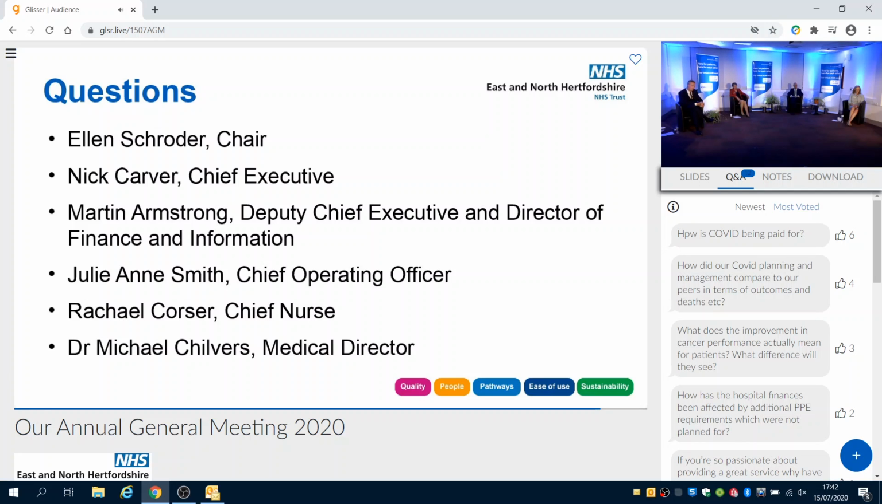We've got two questions around COVID and then a question on cancer performance. So there is a question asking how COVID-19 is being paid for, so I'm assuming all the changes, etc. We've got a question asking how our COVID planning and management compared to our peers in terms of outcomes and deaths, etc. And then the third question is around cancer performance, which is what does the improvement in cancer performance actually mean for patients, and what difference will they see?